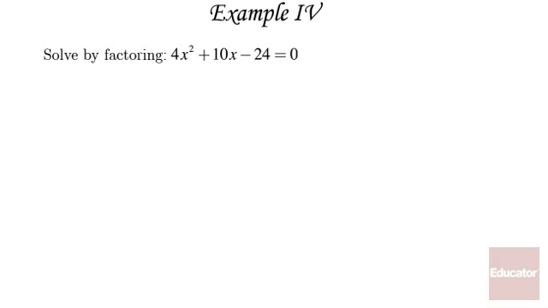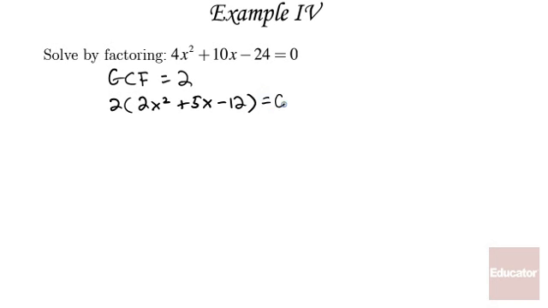Okay, again, solve by factoring. This is already in standard form. However, I have to get rid of this greatest common factor, which is 2. So pulling that out to get 2x squared plus 5x minus 12. When the leading coefficient is not 1, the factoring is a bit more difficult. So let's move over here and work on this.